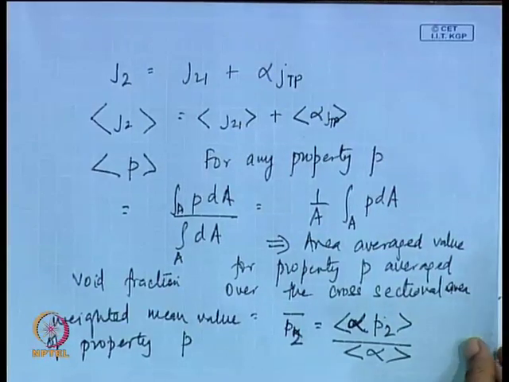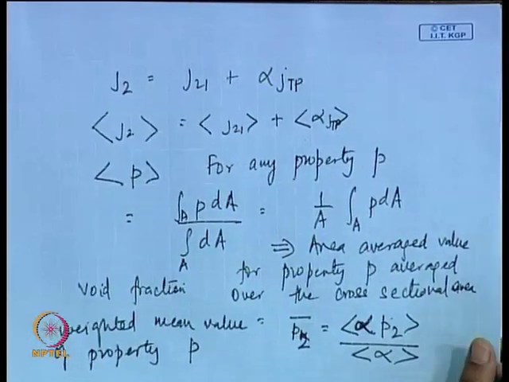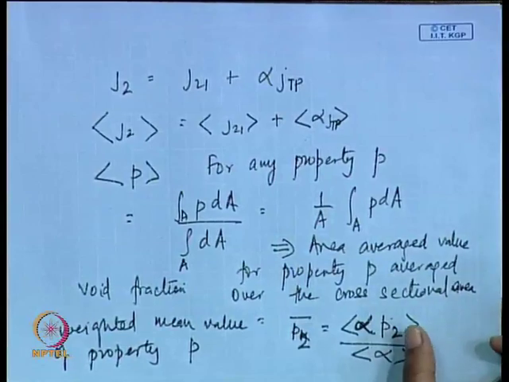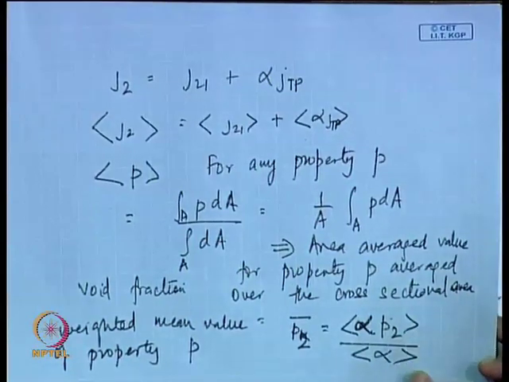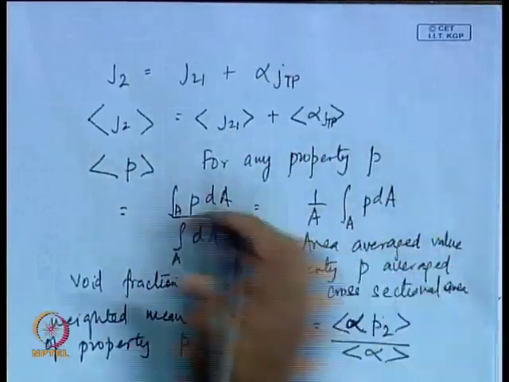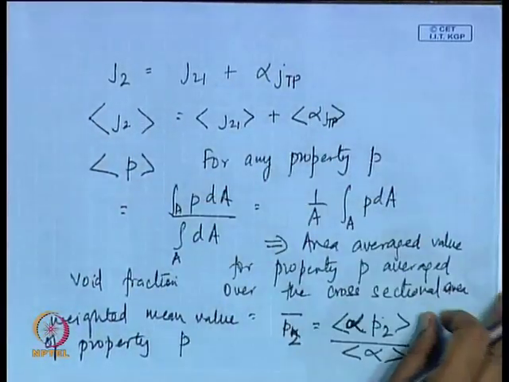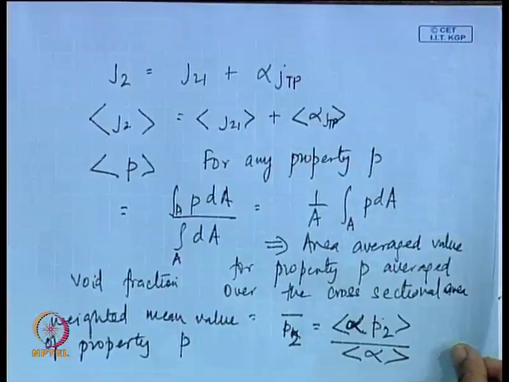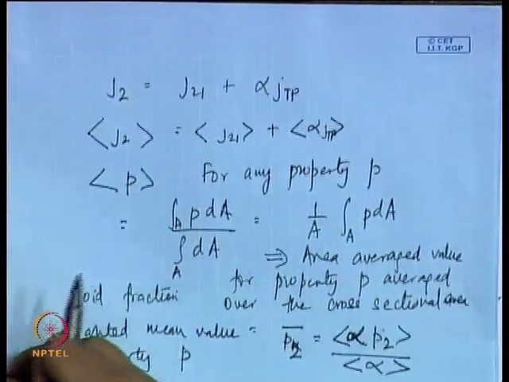Agreed? So, accordingly, if this is true, then the different mixture properties which we get should be averaged over the entire cross sectional area. Therefore, just like I have written it down for J2, similarly for rho Tp also I can get the expression.